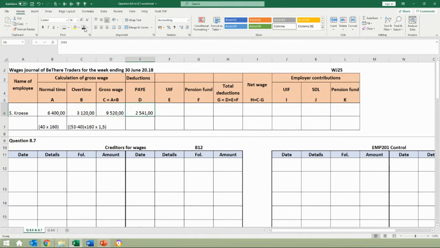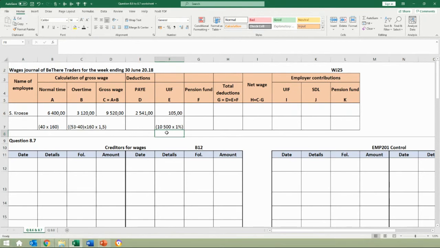Refilwe says 2,541. Okay, the UIF, what is the UIF that we need to deduct from Sarah based on the information that was provided? Okay, so Tomato says it's 105. That's correct. So how do we calculate it? We took the 10,500 UIF remuneration that was provided in the question. We multiplied with 1% to give us 105.